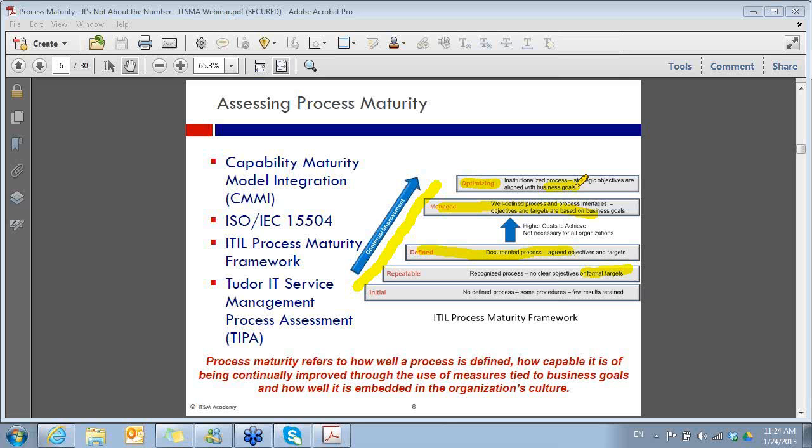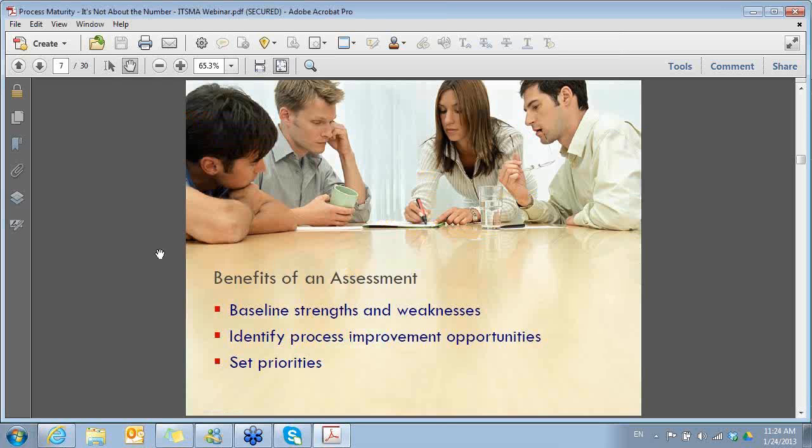I don't want to spend much more time talking about assessing maturity in these different scales. We will, I promise you, some other day, spend a whole entire webinar talking about nothing but that, how to do an assessment. But I want to talk about why you do an assessment. And I want to distinguish between an assessment and an audit.